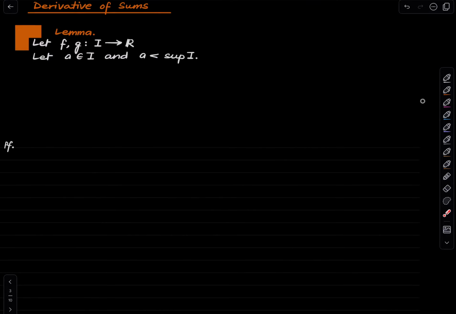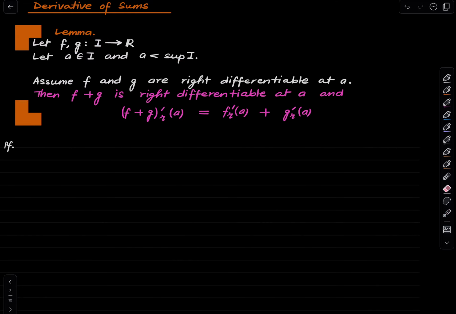First we will discuss derivatives of sums, the simplest. Fix two functions f and g, and suppose a is a point in the domain. Again, the domain is an interval, and a is not the right boundary point of it. Then if f and g are right differentiable at a, the same is true for f plus g, and the right derivative of the sum at the point a is the sum of the right derivatives.